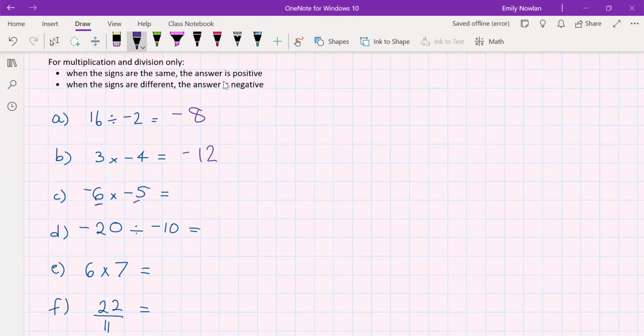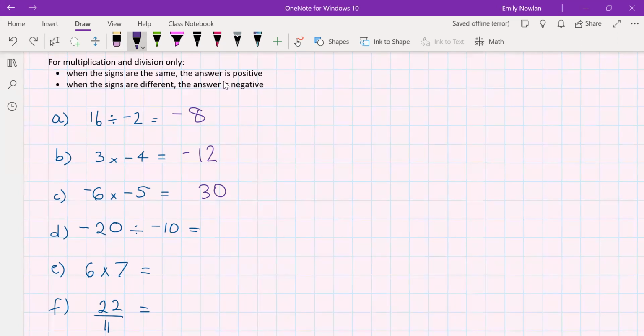Next one, 6 by 5, that's 30. Just do it as normal. Now, it's a negative times a negative. See, a negative times a negative. They're both negatives, so it's a plus 30, but we don't need to write the plus. We don't want to. Next one, -20 divided by -10.